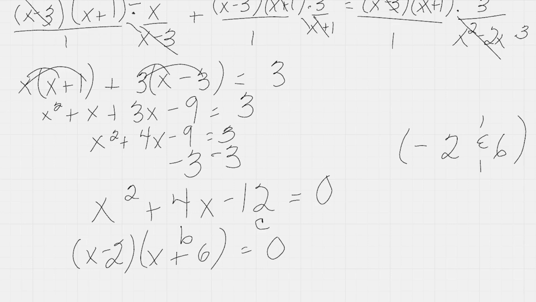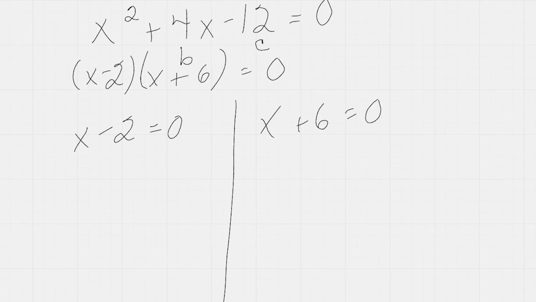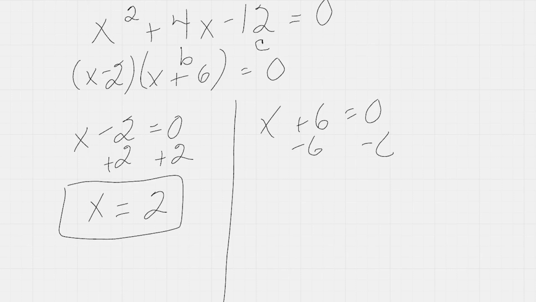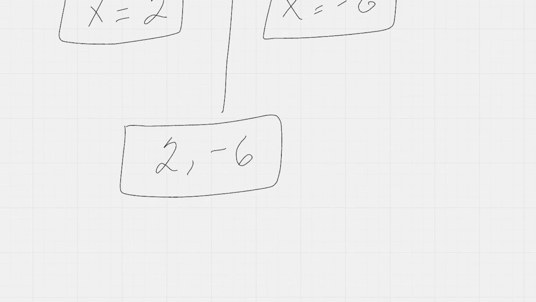So now we're going to set each of these values equal to 0. X minus 2 equals 0, and then x plus 6 equals 0. Now, you add 2 on both sides, so x equals 2. And then you subtract 6 on both sides, and x equals negative 6. So your two solutions for this problem are 2 and negative 6.